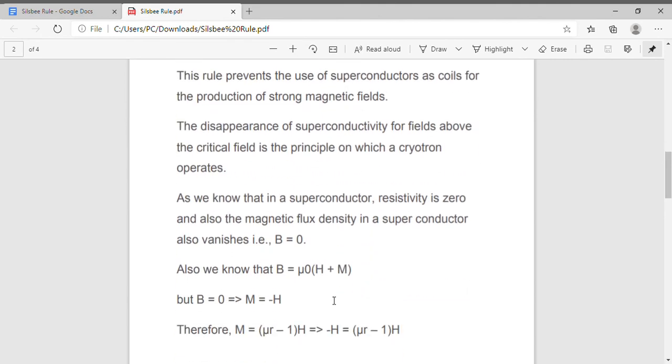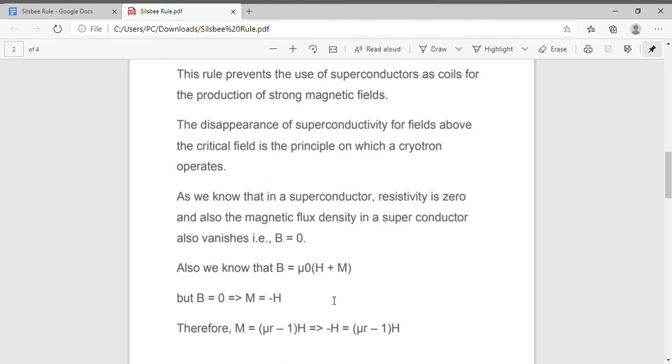Silsbee's rule states that when the current exceeds a critical current, then the material transforms from the superconducting to the normal state.